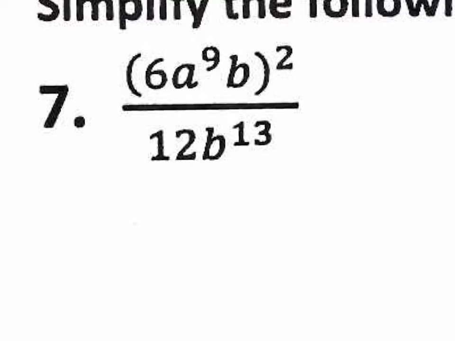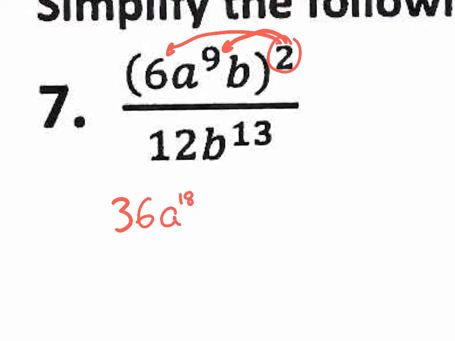So when you distribute the power of 2 on the 6, what is 6 squared? That's 36. When I distribute the power of 2, power to a power you multiply, 2 times 9 is 18. So a to the 18th. And then power to a power multiply, you end up with b to the 2nd. So that's your new numerator. And on the bottom, there's nothing to do. We're just going to rewrite it.